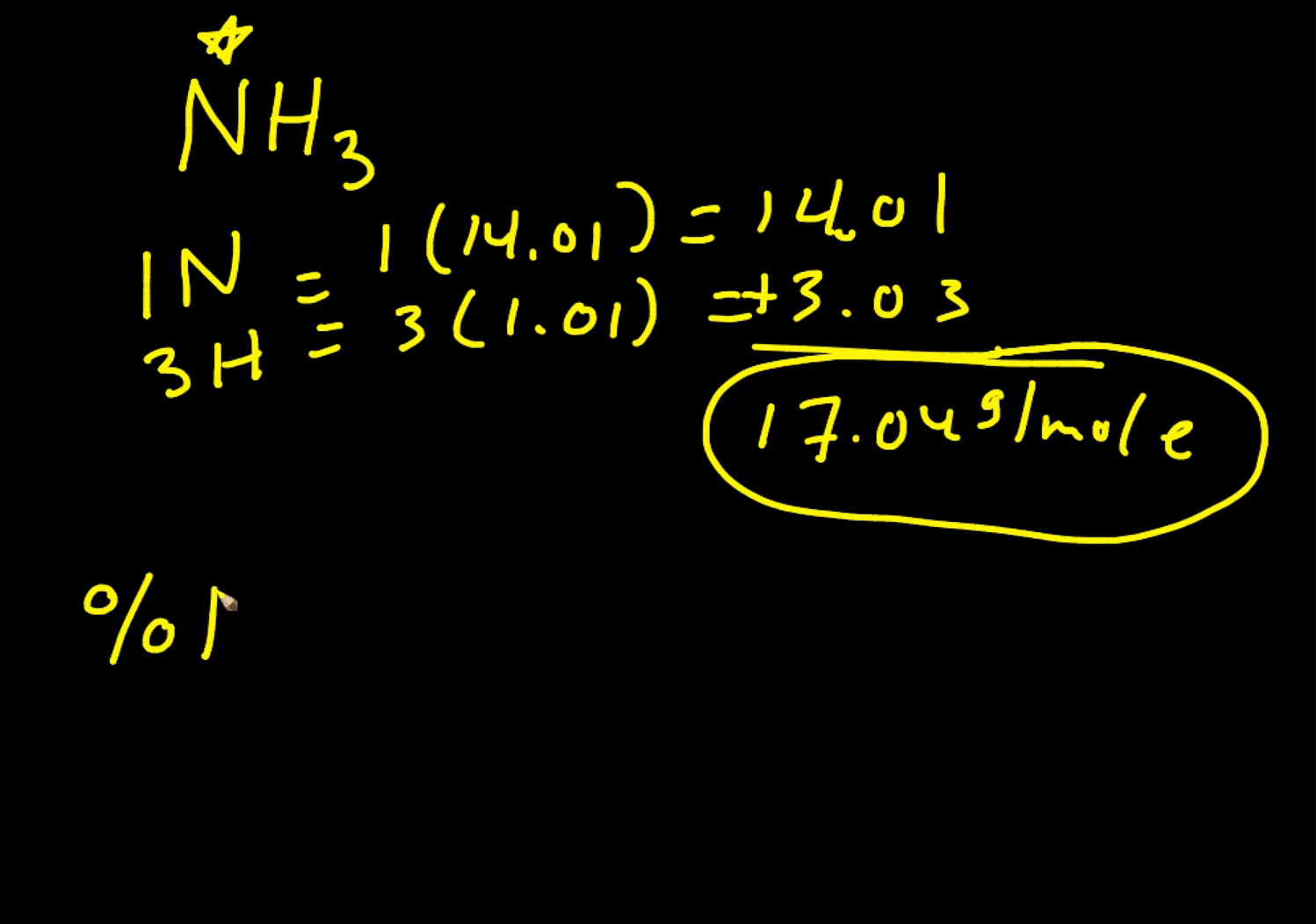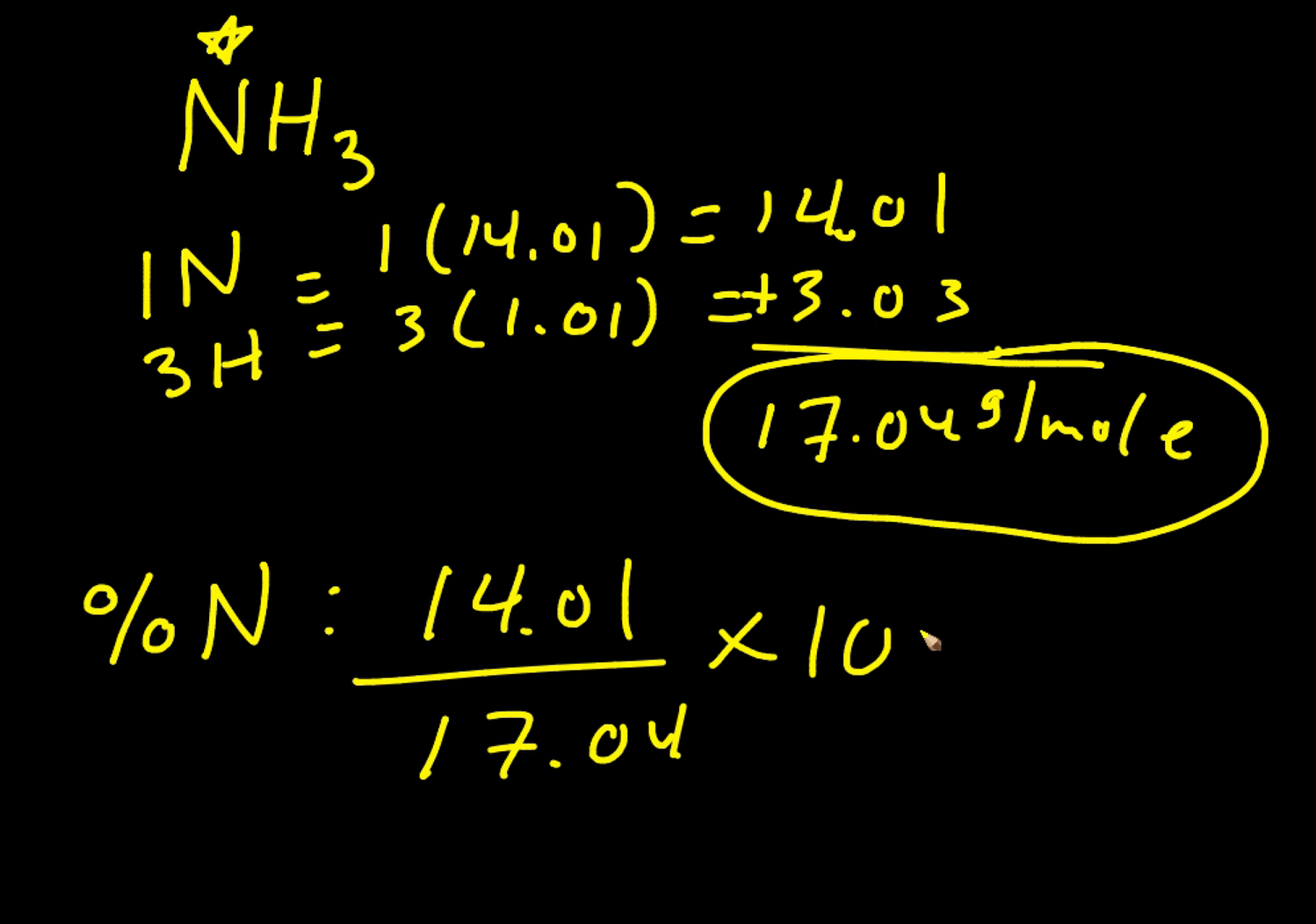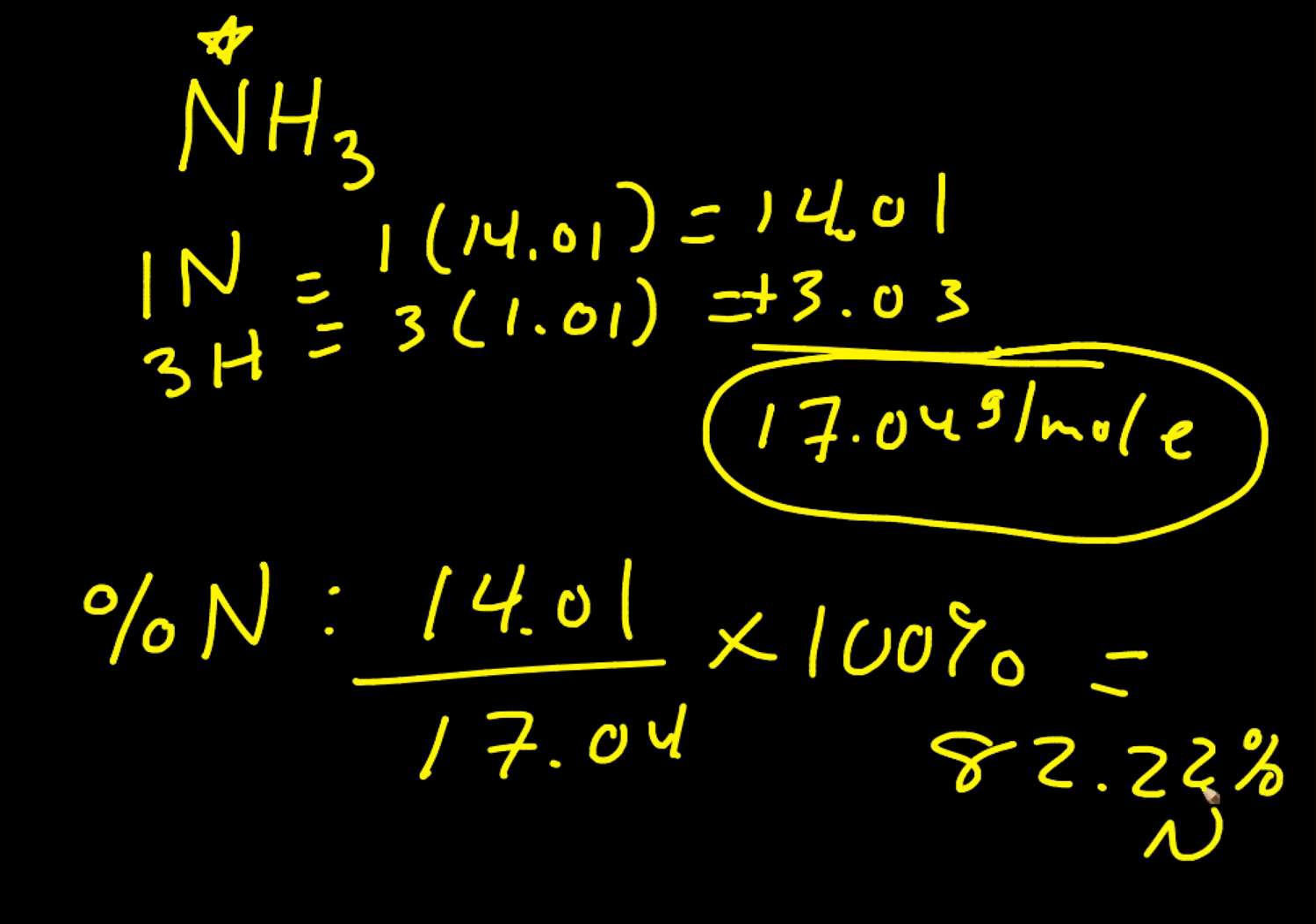So percent of nitrogen. So we have our part, 14.01, all over our whole, which is 17.04 times 100%. And we should get around 82.22% nitrogen. And this concludes our video on mole conversions, part 2, and percent composition.